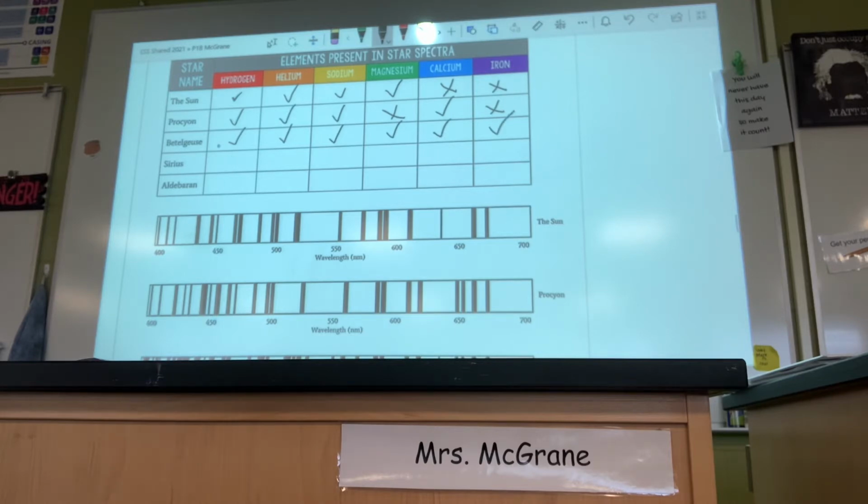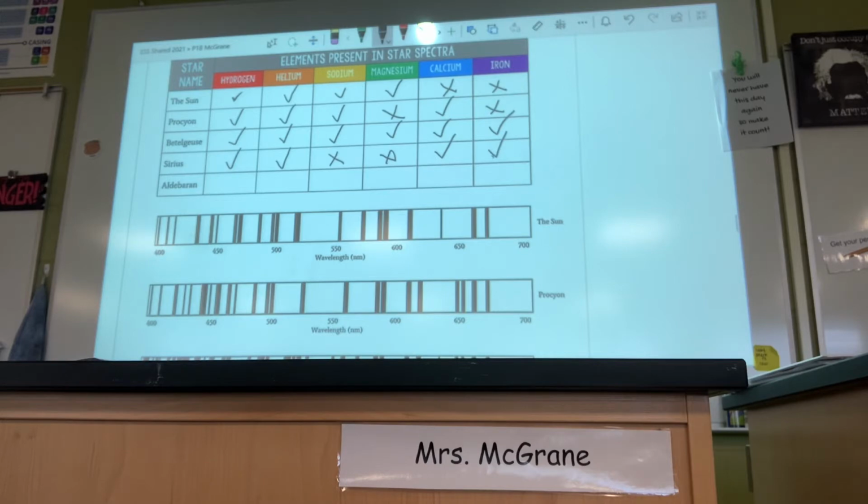Does Sirius have hydrogen? Yeah. Helium? Yeah. Sodium? No. Magnesium? No. Okay, I'm only hearing one person say no. Can I have confirmation that it's actually no? Not that I don't think Carter knows what he's doing, but can I have confirmation, do we not have magnesium in Sirius? Good, thank you. Calcium? Yes. Iron? Yes.